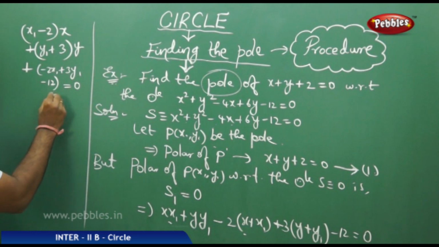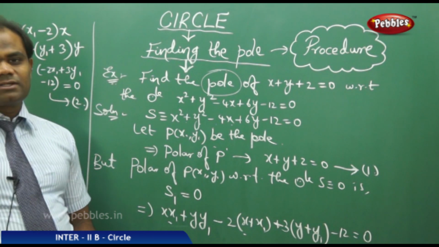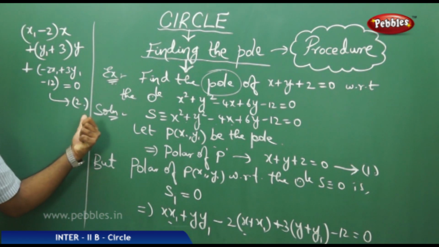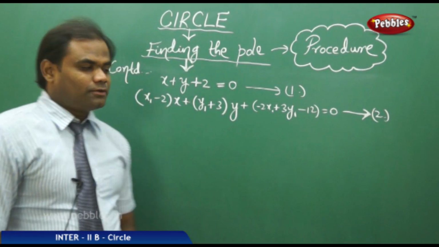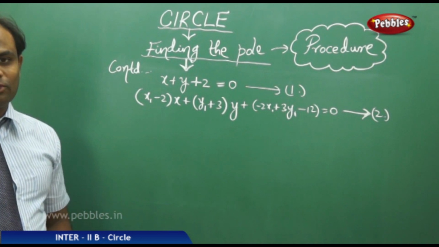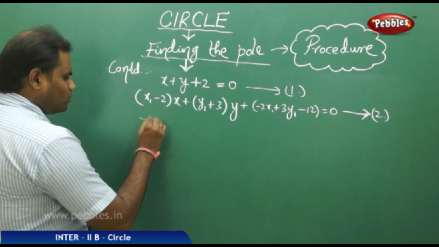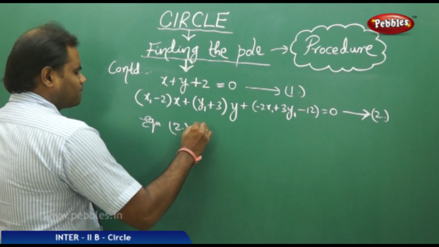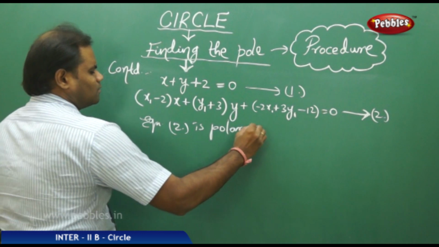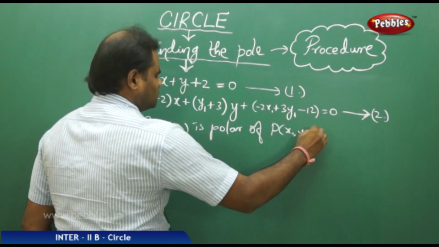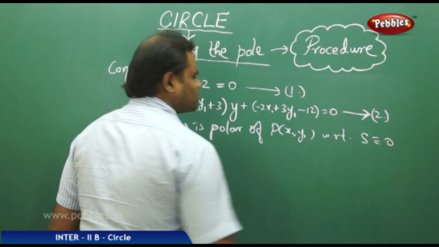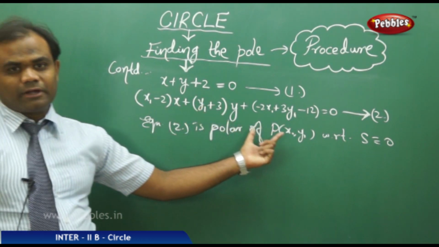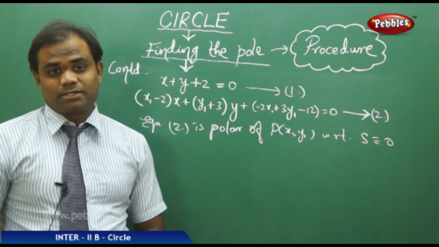So this is equation 2 which I take. Using this, I see that this is the polar of the given line through which I find x1 y1. Now that we have obtained this line using the pole P x1 y1, I understand that equation 2 is the polar of P x1 y1 with respect to the circle S equal to 0.